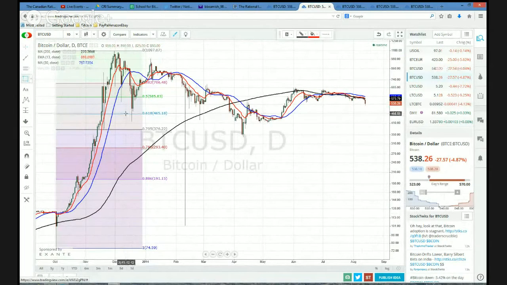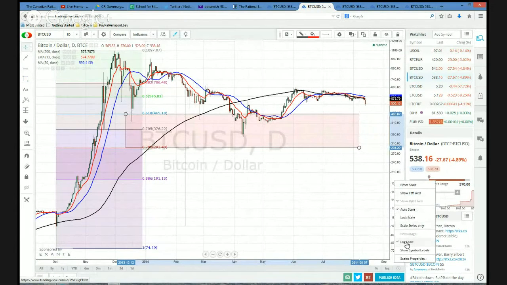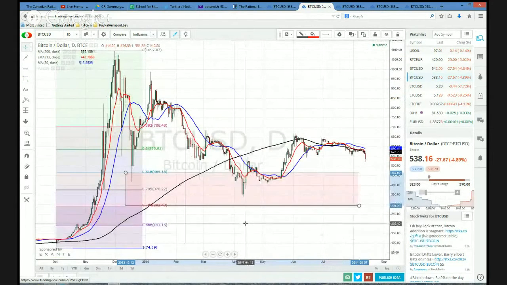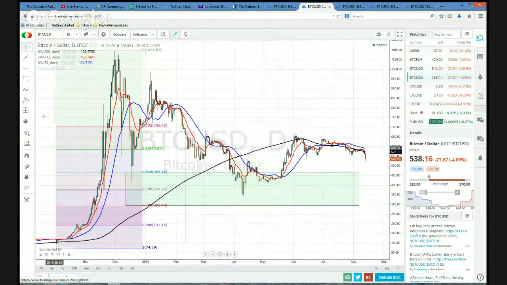So if we draw OTE, here's OTE right in here. Zoom, zoom. This is a log scale. Maybe we should just change it back to linear, not to confuse you guys. There we go. And then we'll put this as green for OTE, right? And then conversely, we go the other direction.